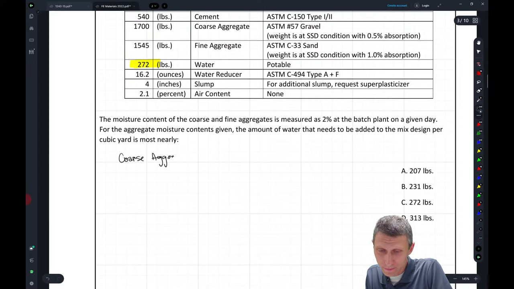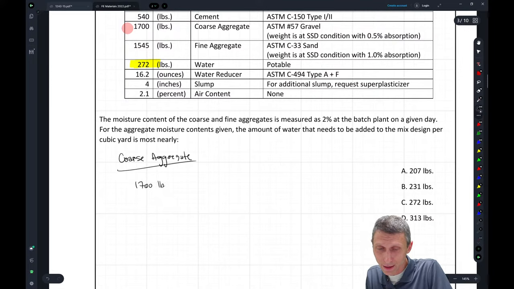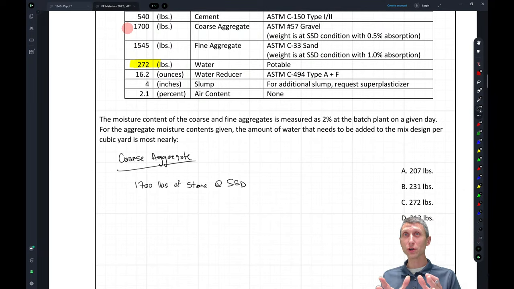So what do we know? Well, what we know is the mix requires 1,700 pounds of stone at this magical SSD condition. Then I actually talked to the batch plant. I said, hey, where's your stone? Is that SSD or is that oven dry? Because it didn't spec that on the mix design that they gave me. And the sales guy, he's like, well, I'll pass you on to the batch plant guys, because they're the ones that do the moisture corrections, not me. So he passed me on, and they said, yeah, the 1700 is the SSD condition.